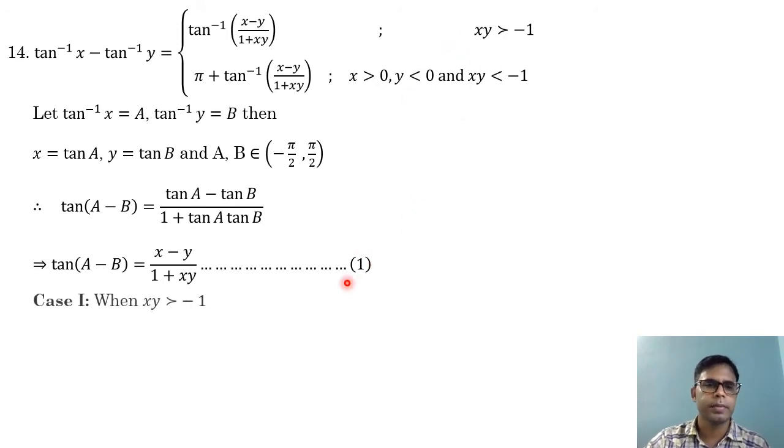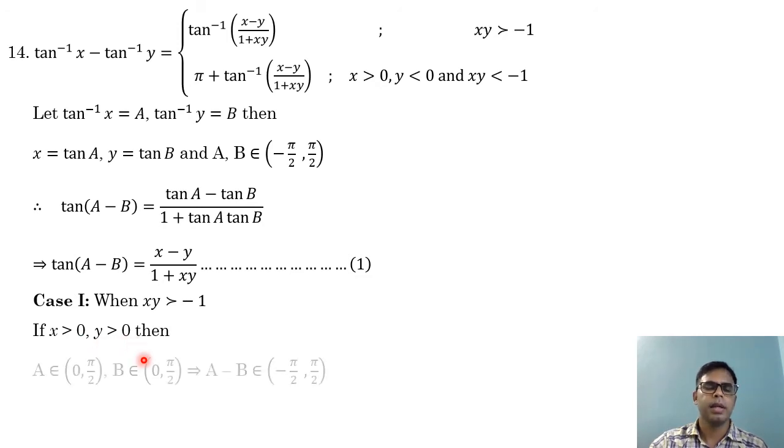The first one, case 1, when xy is greater than minus 1. What does xy greater than minus 1 mean? Actually, if x is greater than 0 and y is greater than 0, then a is from 0 to pi by 2. The concept is the same. Actually a is from minus pi by 2 up to pi by 2, but since x is positive, tan a is positive, therefore you take the angle a from 0 to pi by 2.